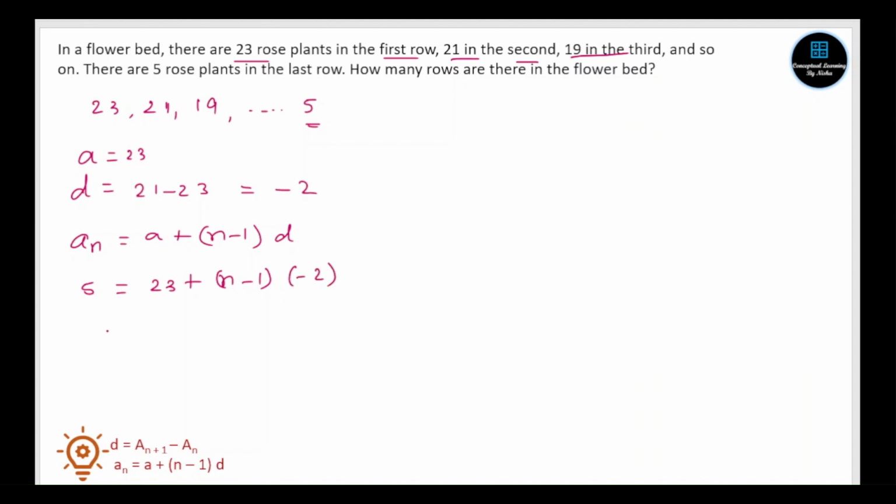Now let's solve this. So what do we get? 5 equals 23 minus 2n plus 2. On solving this, let's write this first: 25 minus 2n, and n equals 10. So there are 10 rows in the flower bed, right? So you have to write the final answer, correct?